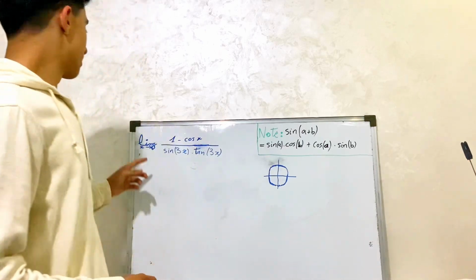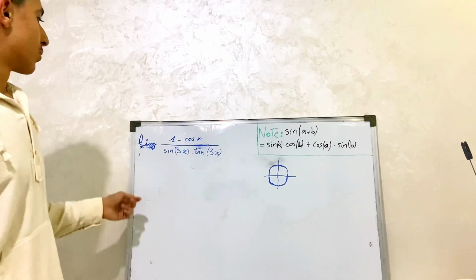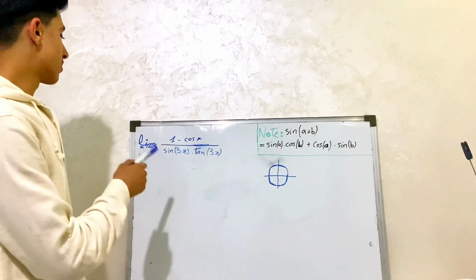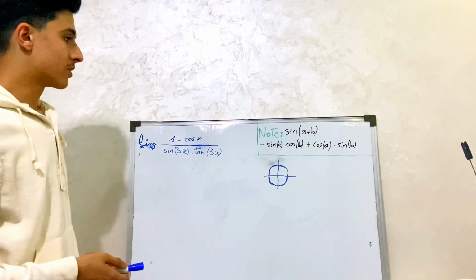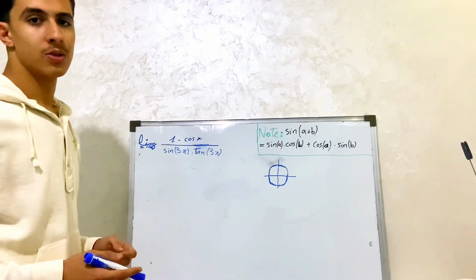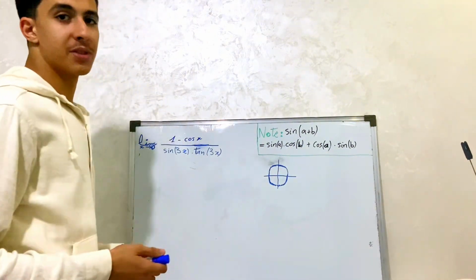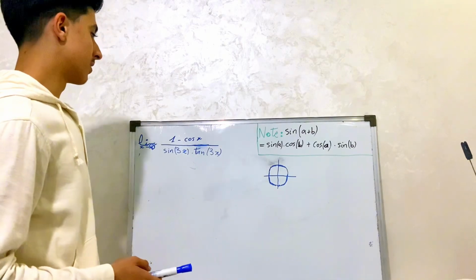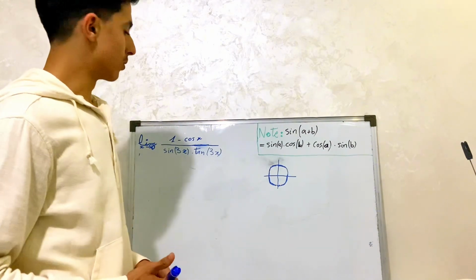Hello, and today we will be computing this trig limit here. Limit as x approaches 0 of (1 minus cosine x) over sine 3x times tan 3x. So we are going to use a few tools in order to solve this. For example, we have this sine property as well as basic trigonometric knowledge. So let's begin.